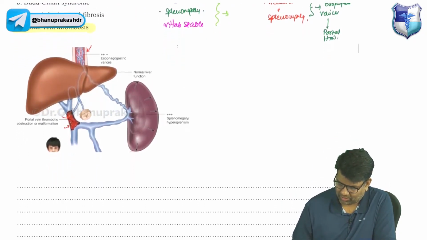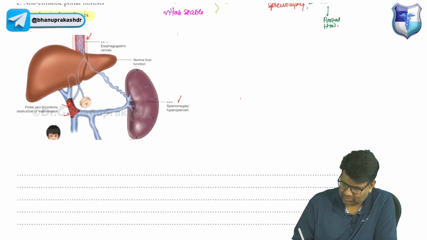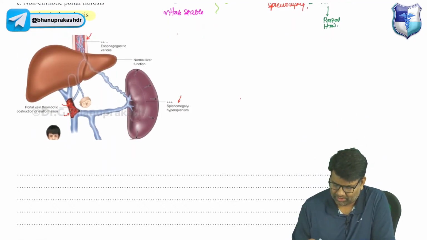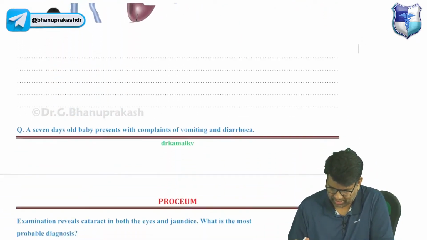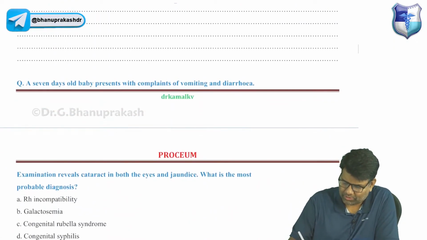Right? So portal vein thrombosis, and again you can see there is enlargement of, this is the classical picture, portal vein thrombosis child.